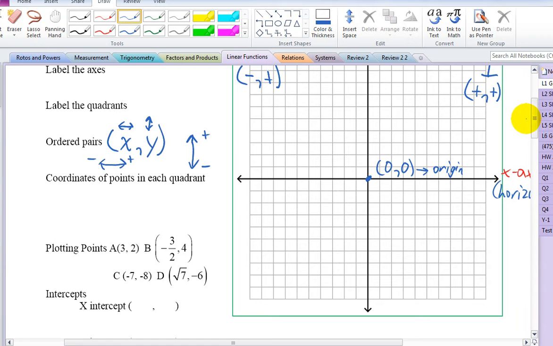Thank you. And down below, quadrant 3, special quadrant because both values happen to be negative. In quadrant 4, that's an I and then a V, that one has positive x again, but negative y's.